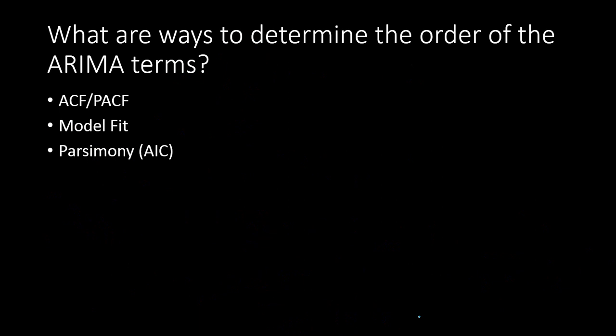The next question is, what are the ways to determine the order of ARIMA terms? In the previous questions we talked a bit about it, but we didn't talk about it in detail. If you go through my videos on time series analysis theory and the theory about the ARIMA model, both are on my channel. I have explained in detail. I'll do a brief recap of the ways in which you can determine the values of P, D, and Q.